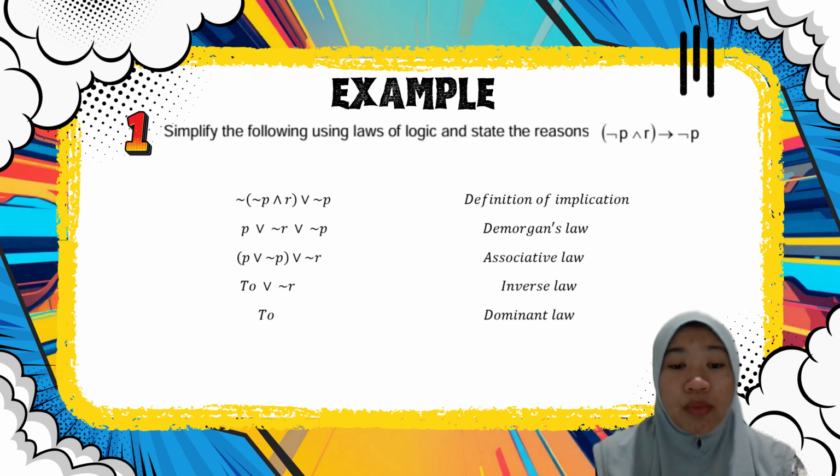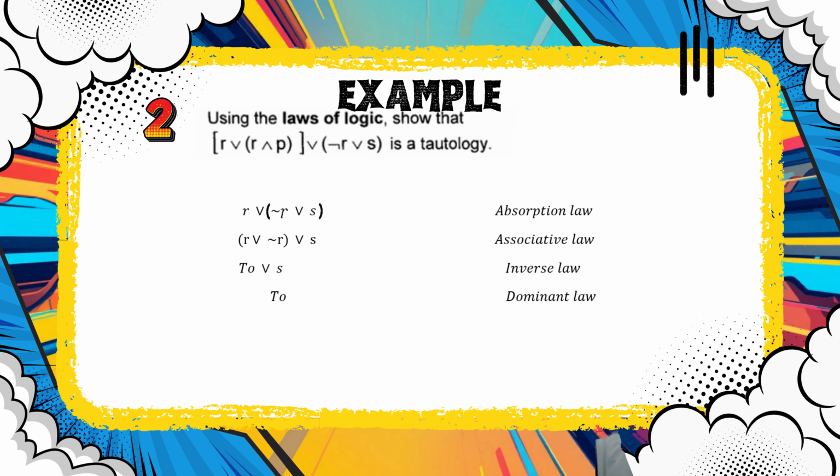And then we will put the P and negation P in one bracket. We will use associative law. We will get negation P or P or negation R. And then P or negation P, we will get tautology. So that is inverse law. We will get tautology or negation R. And lastly, we will use dominant law. We will get tautology.